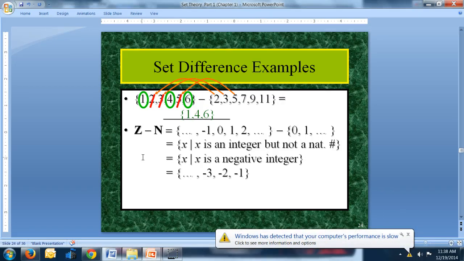Another example here: if we're looking at Z, which has all the integers, minus the natural numbers, which are 0, 1, 2, 3, and so on, then what we would be left with here will be the set of the negative integers.